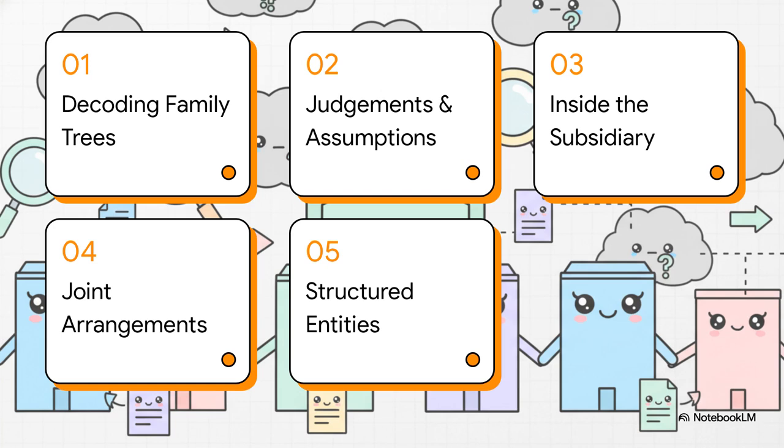Okay, here is our roadmap for this explainer. First, decoding corporate family trees. Second, judgments and assumptions. Third, inside the subsidiary family. Fourth, joint arrangements and associates. And finally, uncovering structured entities. Let's get right to it.